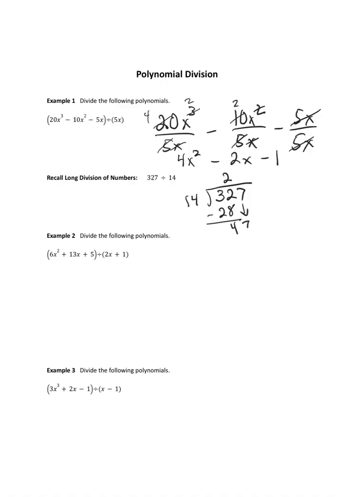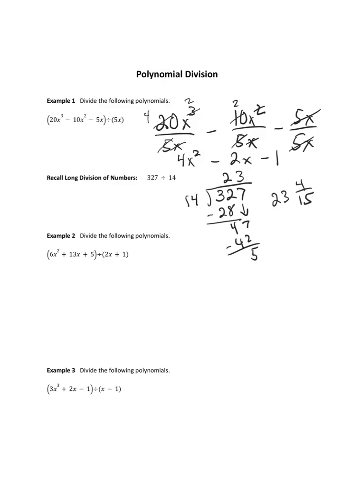Bring down the 7. Now 14 goes into 47, I believe 3 times. 3 times 14 would be 42 with a remainder of 5. And so you would actually get 23 and 4/15. So that process is actually going to be very similar for dividing polynomials as well.